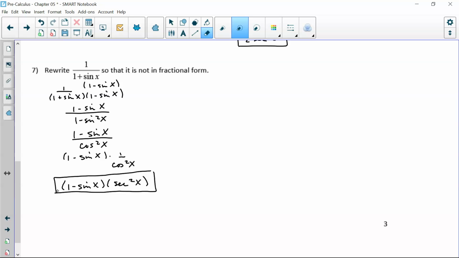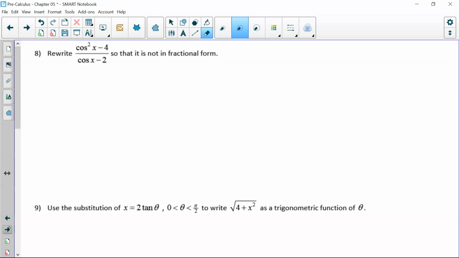Let's go to the next page. We're going to do the same thing. We're going to rewrite so it's not a fraction. When you see something like that, we have cosine squared of x minus 4 over cosine of x minus 2. Now, there's a couple of different ways to do this. Cosine squared x minus 4, if I make cosine of x equal to y, we'd end up with y squared minus 4, which is y plus 2, y minus 2.